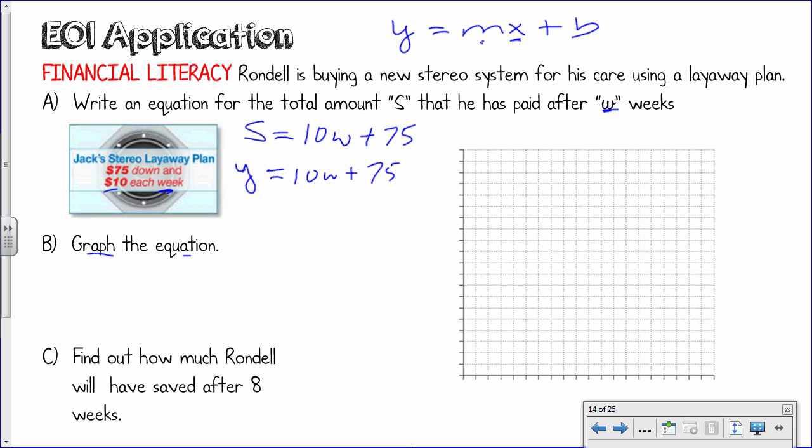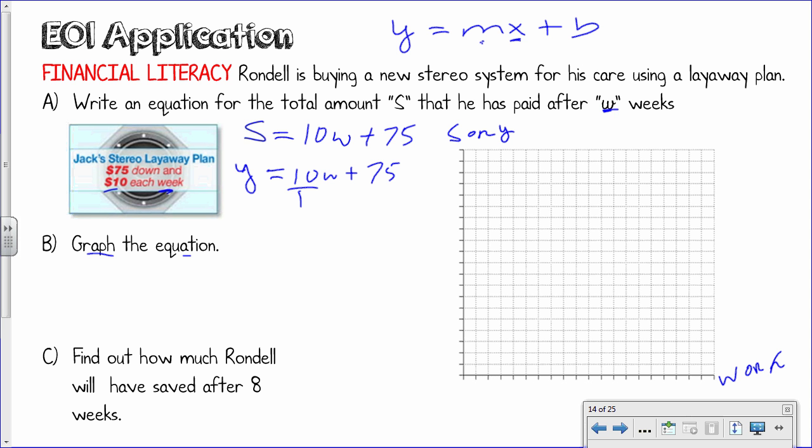Now, the graphing gets a little tricky, so make sure you pay attention to this, because this is where it gets really tricky. I write 10 over what? 1. So W goes down here, which is the same thing as what? X. What goes on my y-axis? S or Y. Notice what quadrant am I working in?